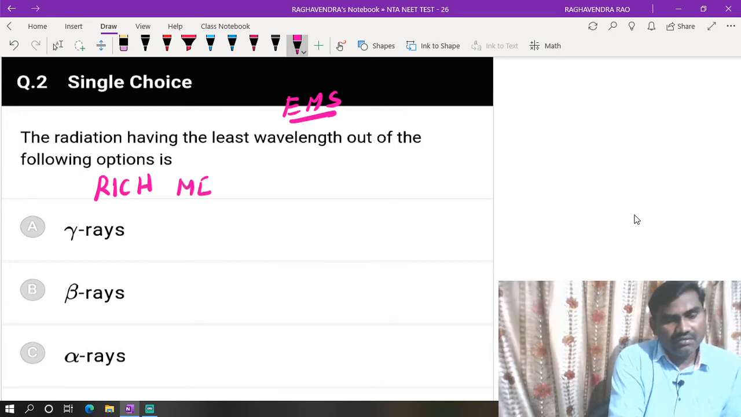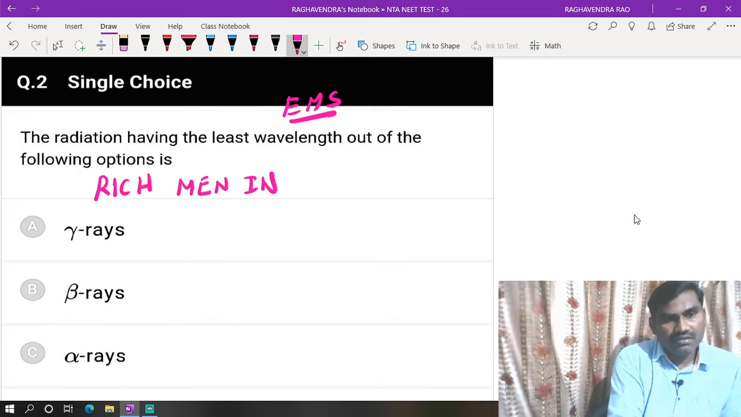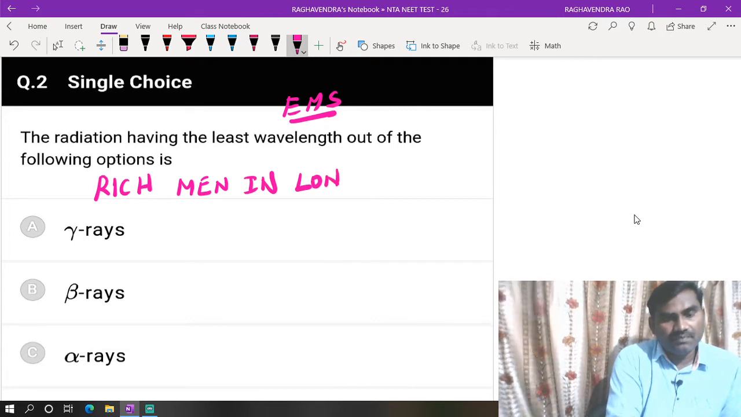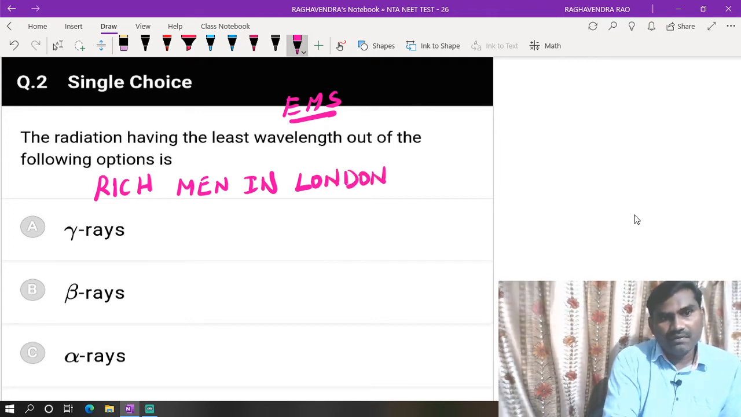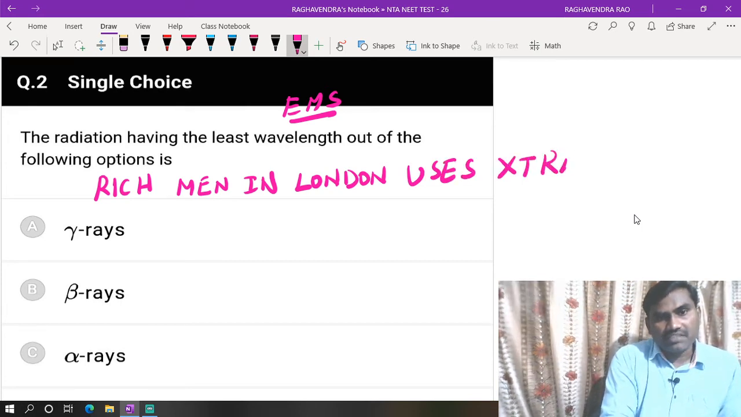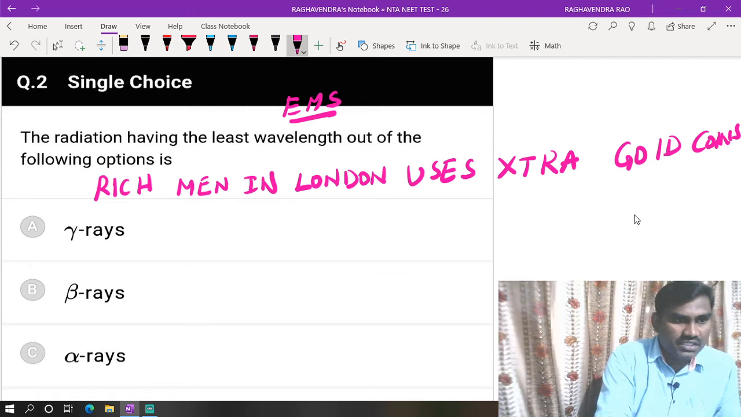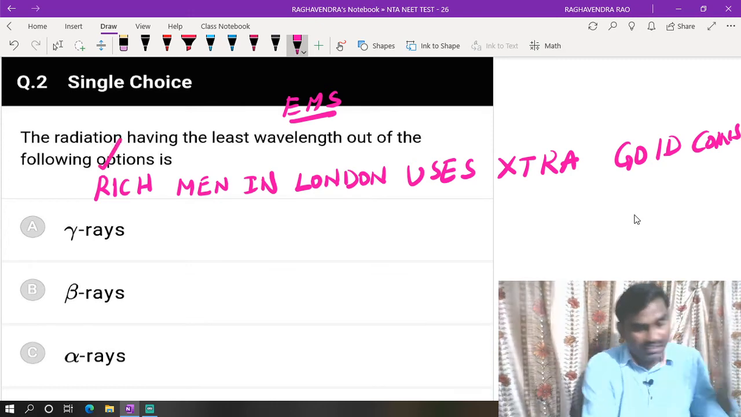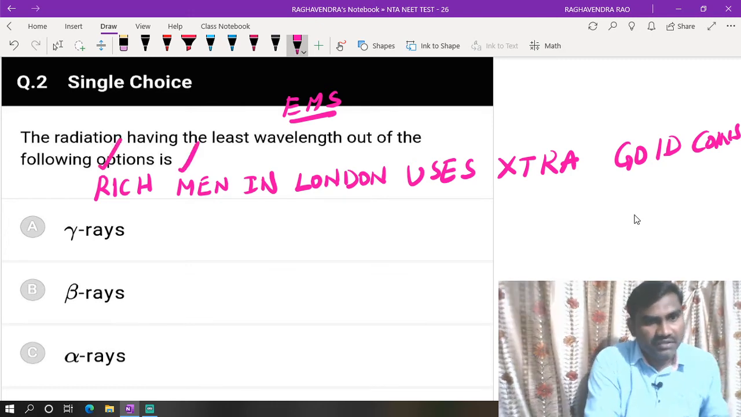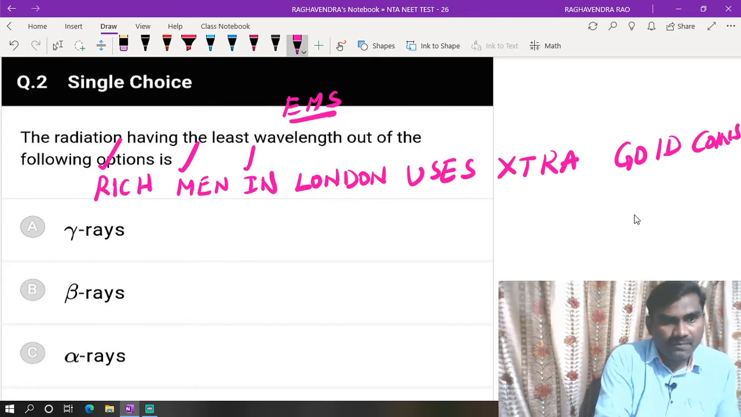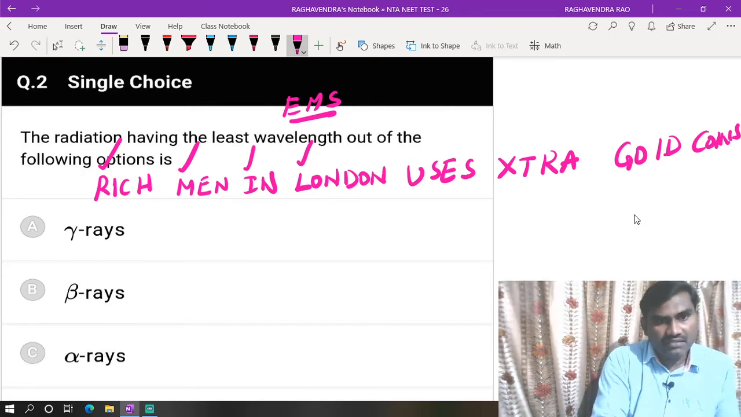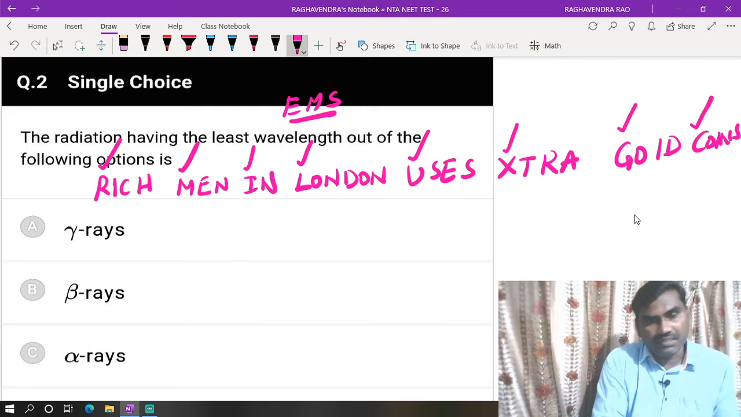Richmond in London uses extra gold coins. Now this is radio waves, microwaves, infrared waves, light, that is nothing but visible light, ultraviolet light, X-rays, gamma rays and cosmic rays.